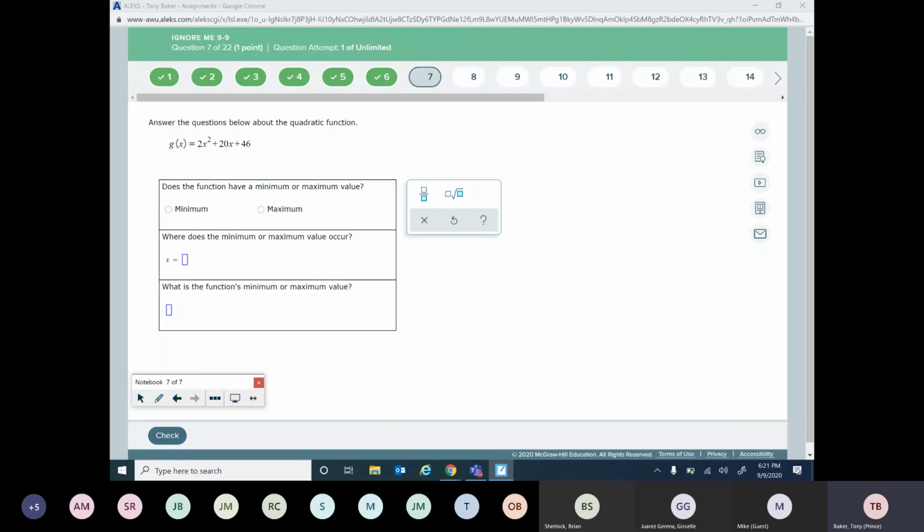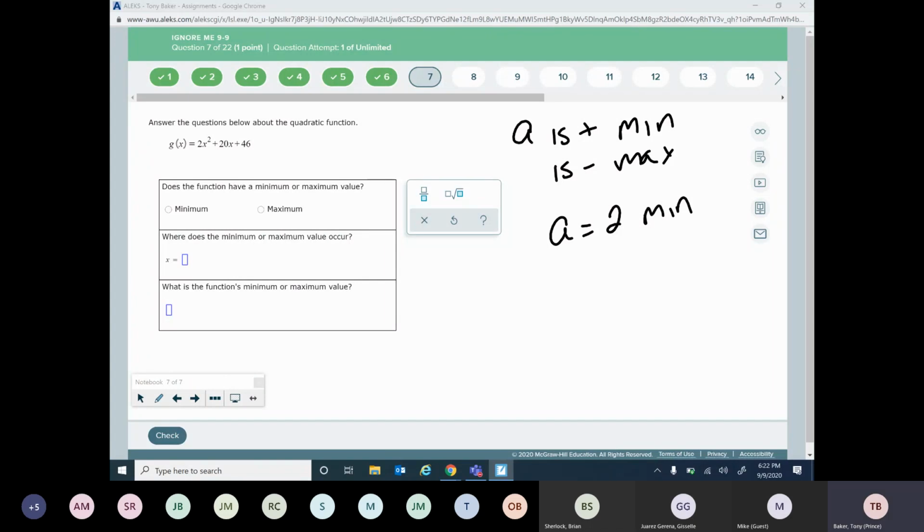This one's the same thing. It's just adding an extra piece to it. This one's adding, it does have a minimum or a maximum value. So A tells you that. If A is positive, it's a min. And if it's negative, it's a max. So in this case, A is 2. So I have a minimum.